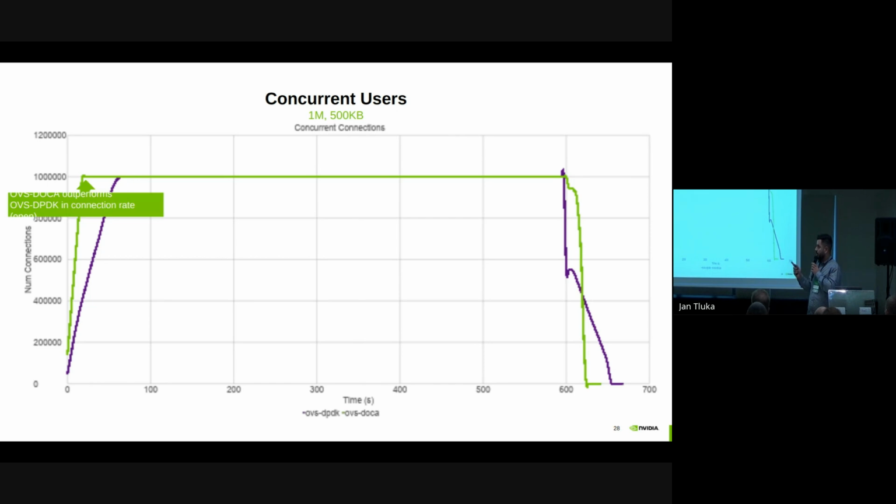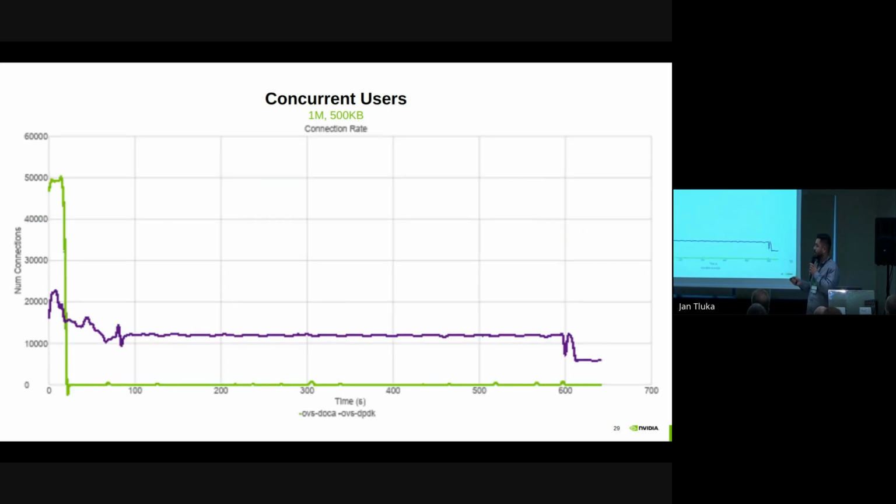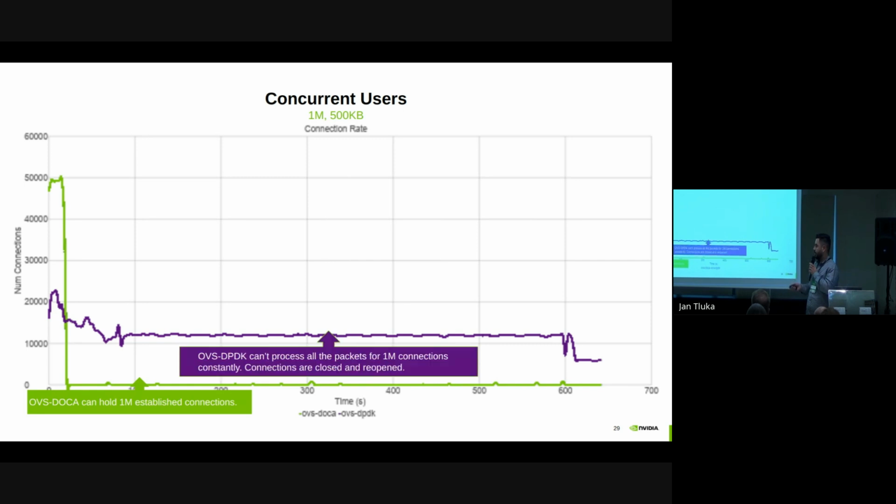We see that OVS DOCA reaches the 1 million faster, and this is also demonstrated by our connection rate. Here we measure the number of opened connections per second, and we see that once the 1 million are reached, OVS DOCA completely maintains a flat line, meaning that we can hold the 1 million connections open at the same time, and no packets are dropped whatsoever. In OVS DPDK, we have drops of packets. So OVS DPDK cannot process all of the packets from the 1 million connections. That's why we see this line that never reaches flat. All the time it tries to open the connections again because of TCP retries.